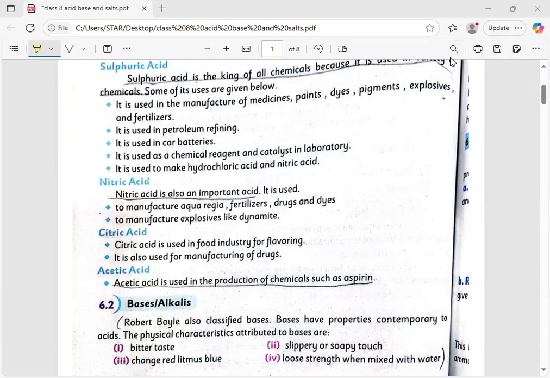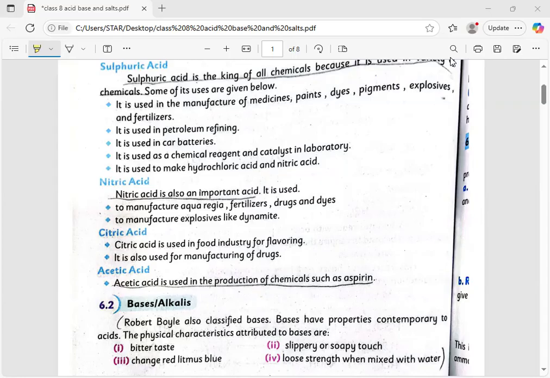In the previous class, we dealt with the explanation of acids. Now the next topic that we are going to deal with today is bases or alkalis. Robert Boyle, as I have told you, coined the term acid for the first time. In the same way, Robert Boyle also coined the term base or alkali for the first time.